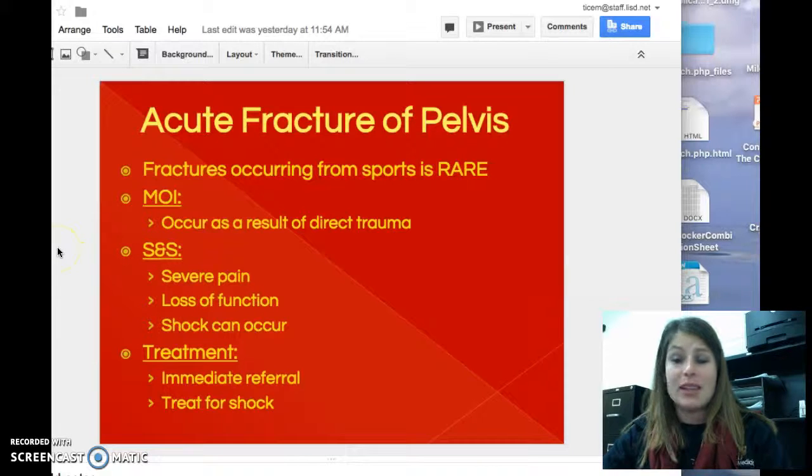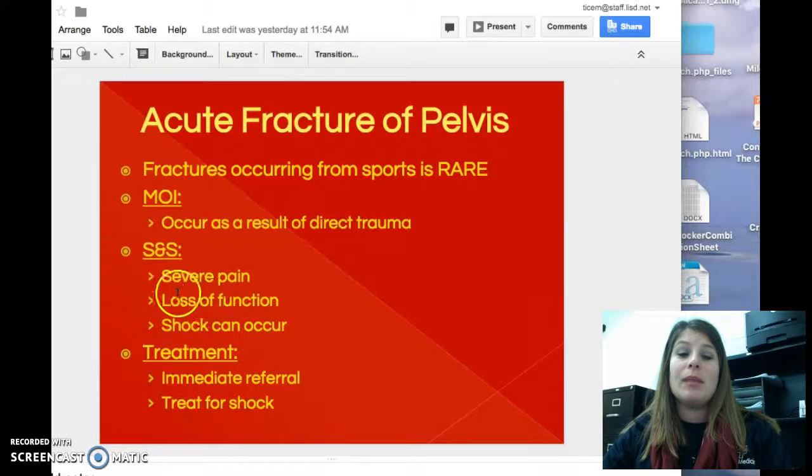being hit really, really hard. If you're falling, I could see a high jumper going and maybe they miss the mat, or a pole vaulter, that could happen. Signs and symptoms, they're going to be in a lot of pain.